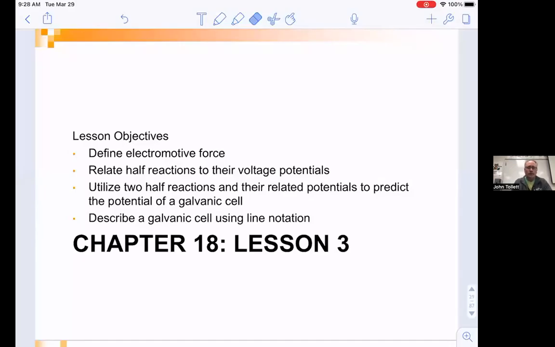AP students, welcome to Chapter 18, Electrochemistry, Lesson 3. What I'm going to discuss with you in this section is the electromotive force. Define it. We kind of already have, but we'll do it again. Relate half reactions to their voltage potentials and learn how to calculate those. We use two half reactions, relate them to their cell potentials, and predict what the potential of the galvanic cell will be, and then show a simpler way to write these reactions in what's called line notation.